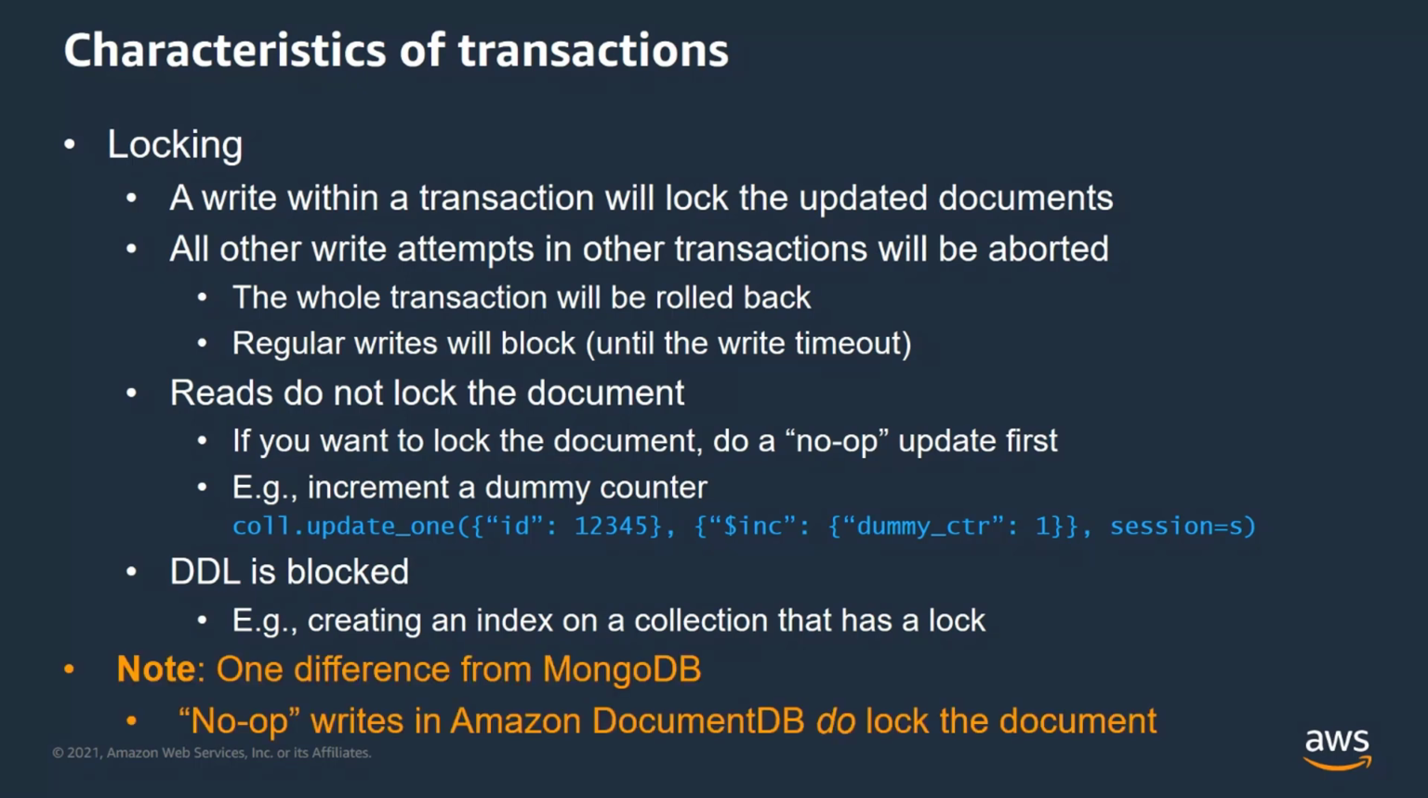I do want to call out one note here. This is the one big difference between MongoDB transactions and DocumentDB transactions. In MongoDB, there was an optimization where if you do a write to a document that would result in nothing changing, then it doesn't actually lock the document. It recognizes that that wasn't actually going to change anything. For example, before I was changing that review count from 46 to 47. If instead you set it to 46, MongoDB will recognize that that won't change anything because the current value already is 46, so it's not going to lock the record.